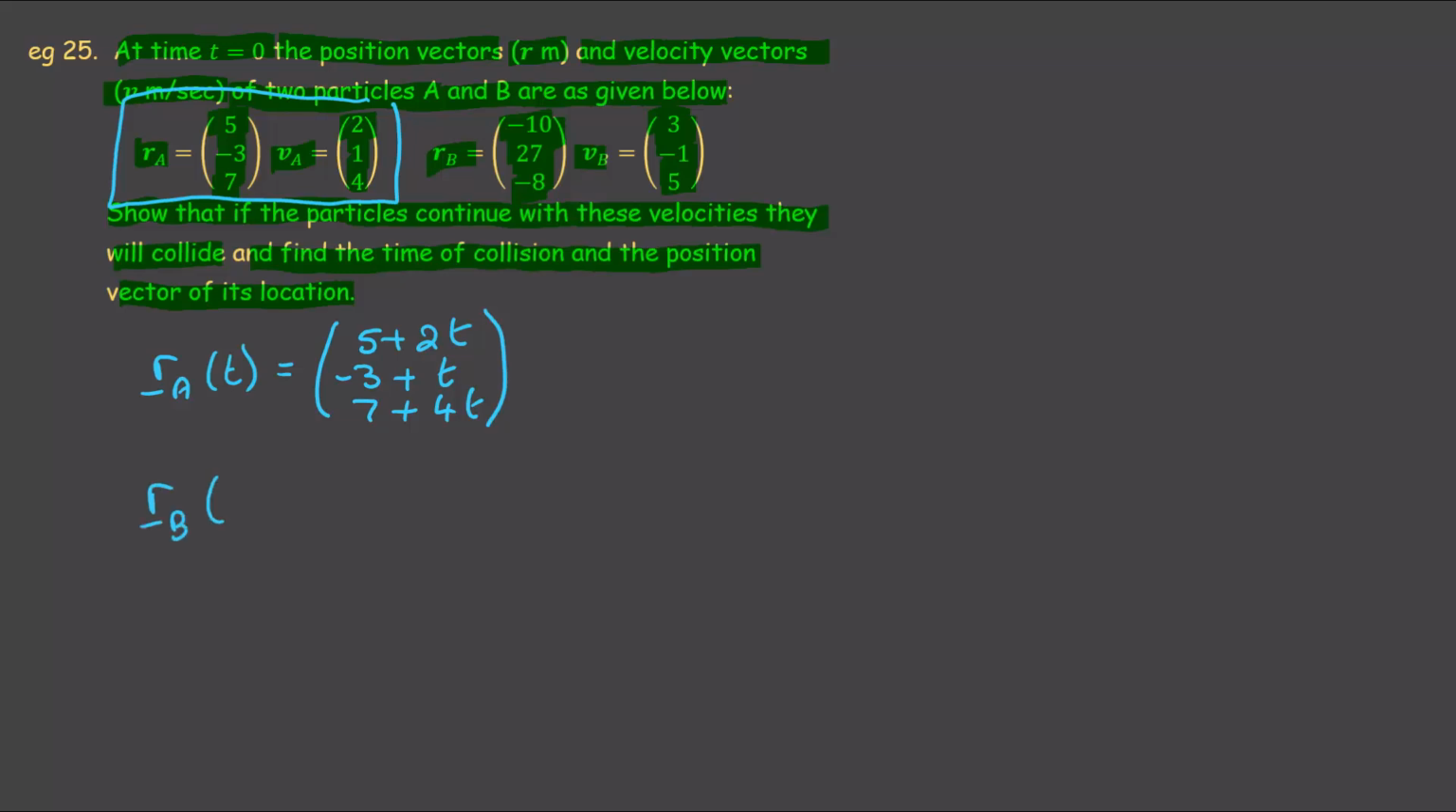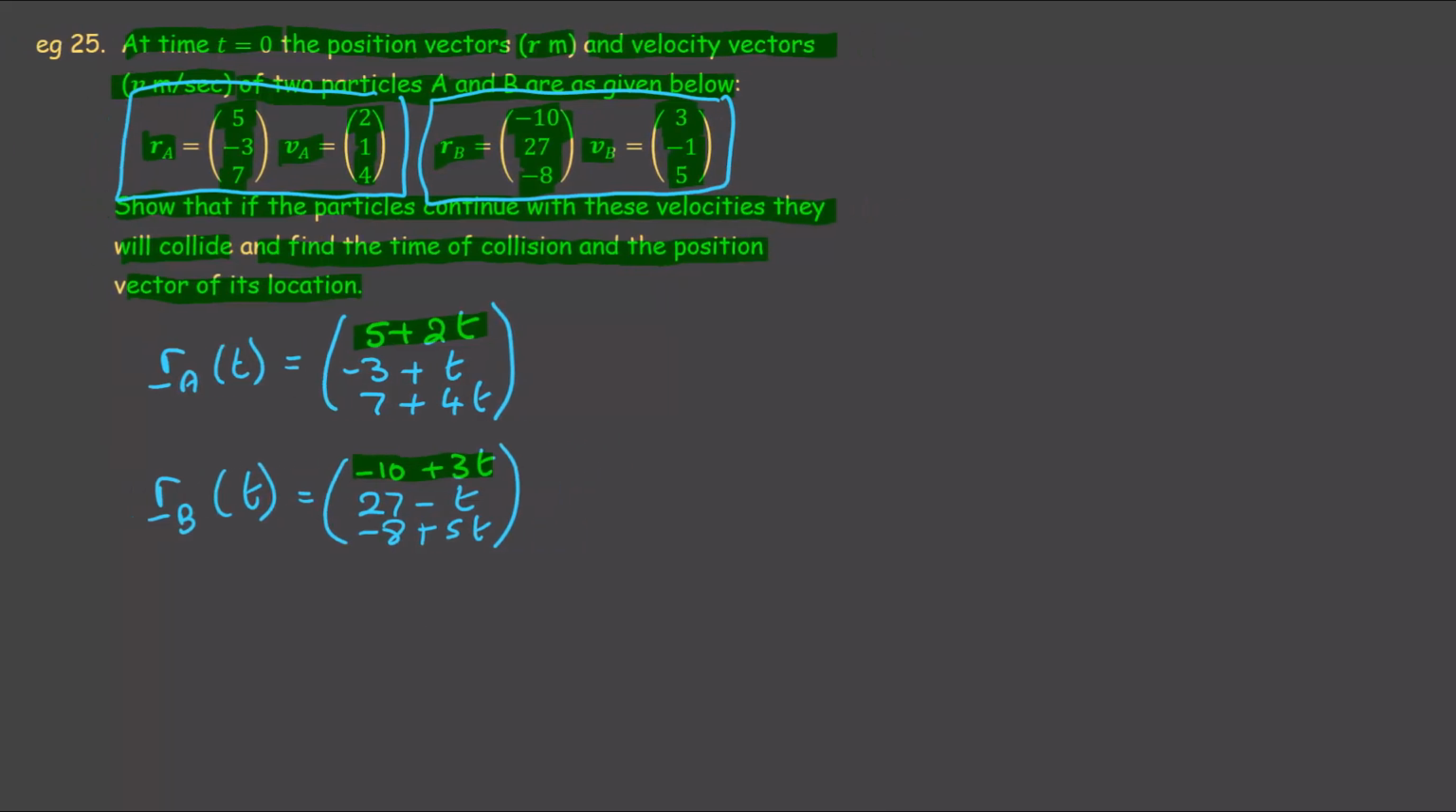And then RB of t, which is going to use these two vectors, is going to be -10 plus 3t, 27 take away t, and -8 plus 5t. Now, all we need for collision is to find t using, say, the i component, and then check that it works for the j and the k components.